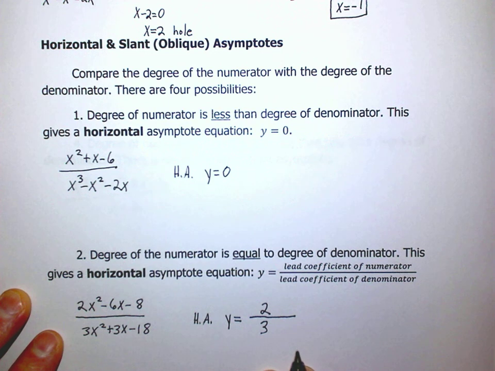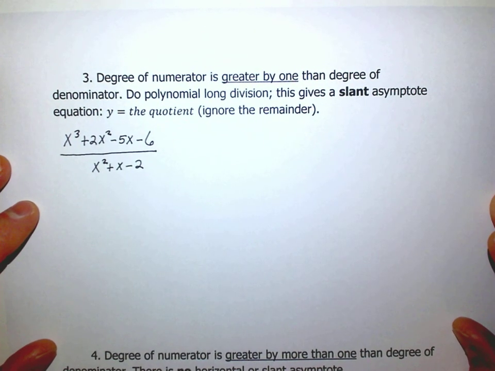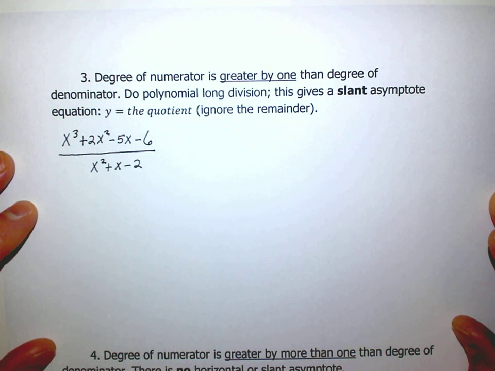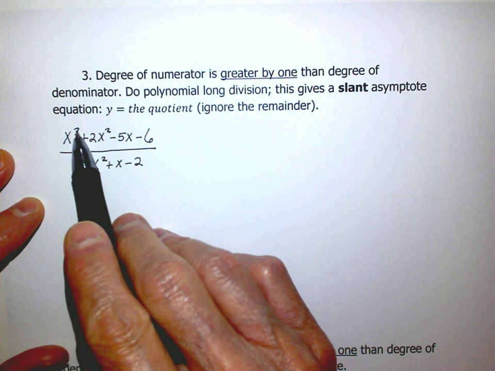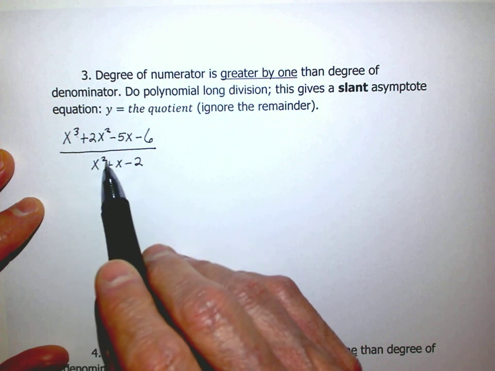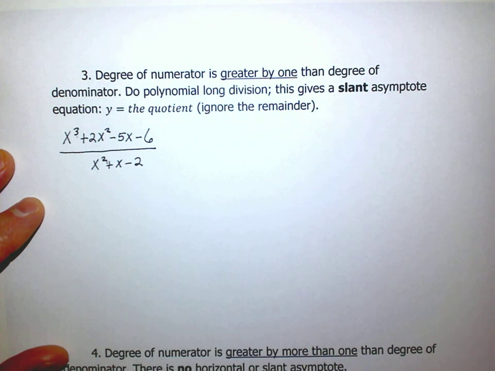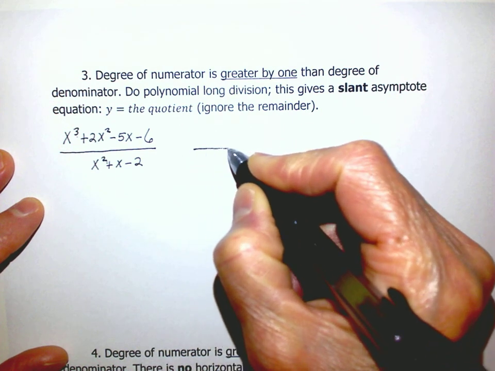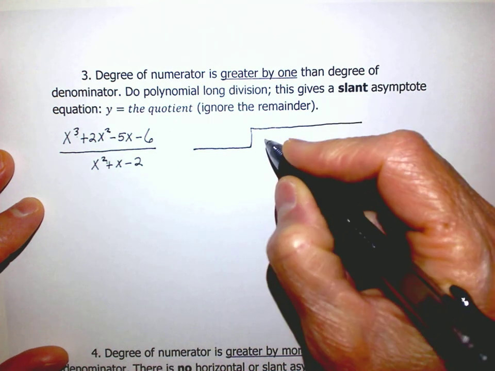Okay. So our third case, we can have the degree of the numerator greater by 1 than the degree of the denominator. Here our numerator degree is 3, our denominator degree is 2. So this is 1 higher than this. To solve this, we have to do polynomial long division. I'm hoping you remember how to do this. If not, you may want to review polynomial long division.